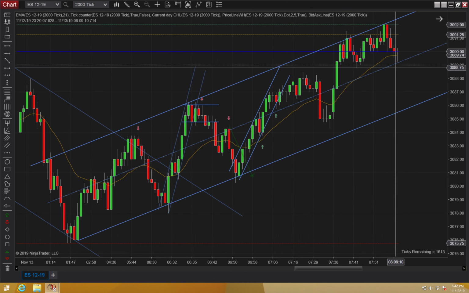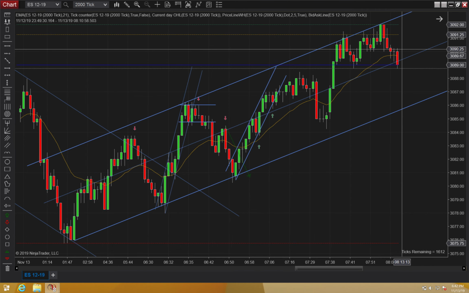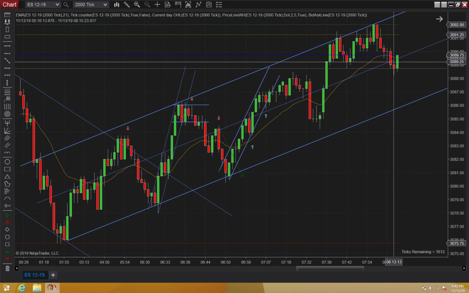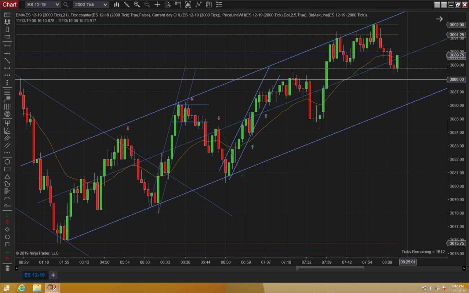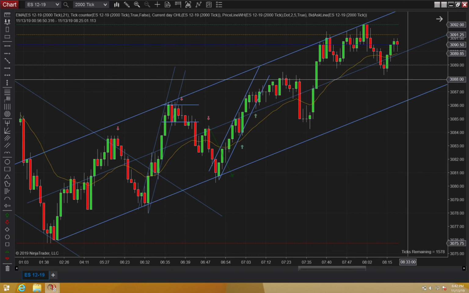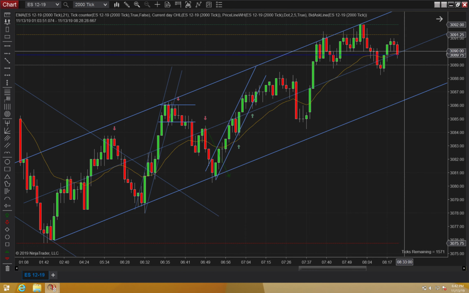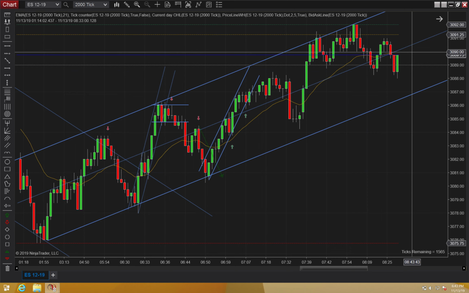Now we're getting the pullback, setting up off the EMA. Here's just the first entry here when it breaks above. There's nothing there that you want to take yet. Got a little push. Now we'll pull back. Now we're pulling back. We want to see a second entry. That's a second entry that we want.